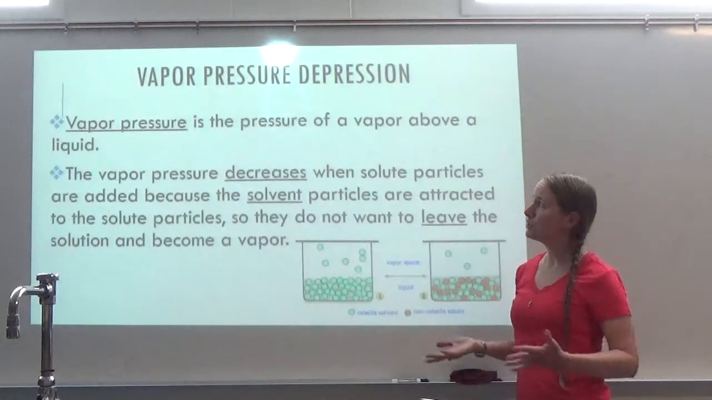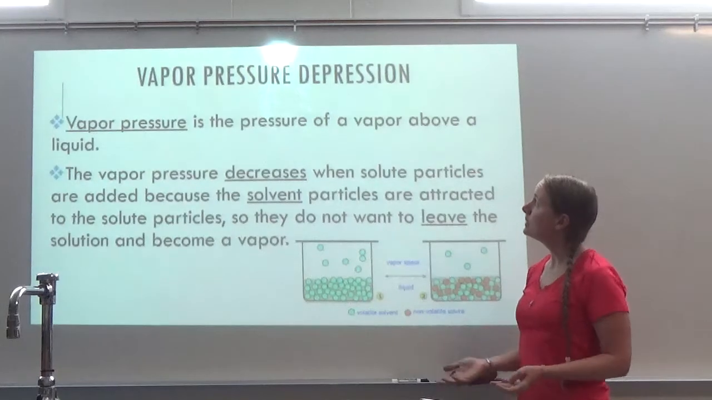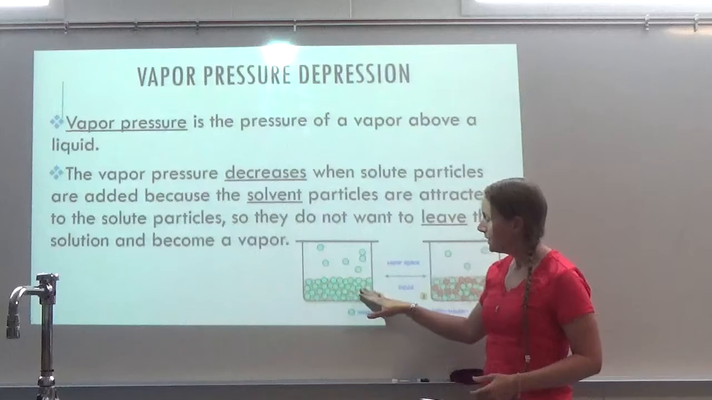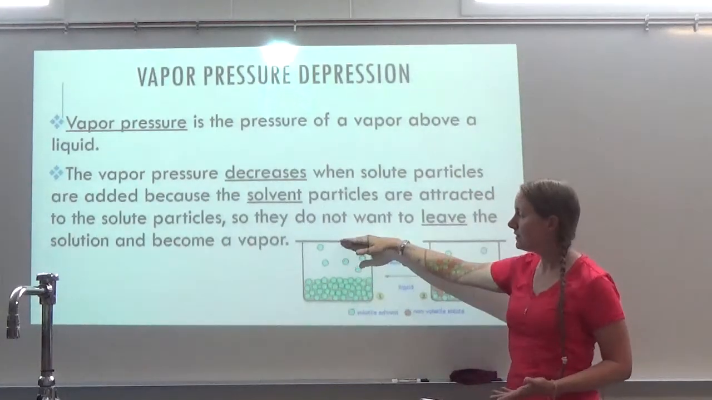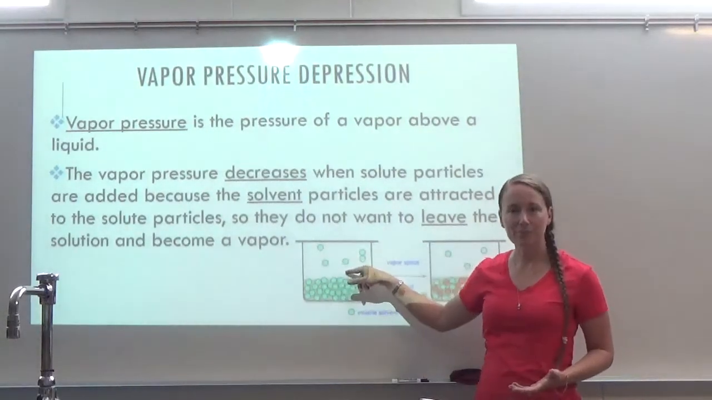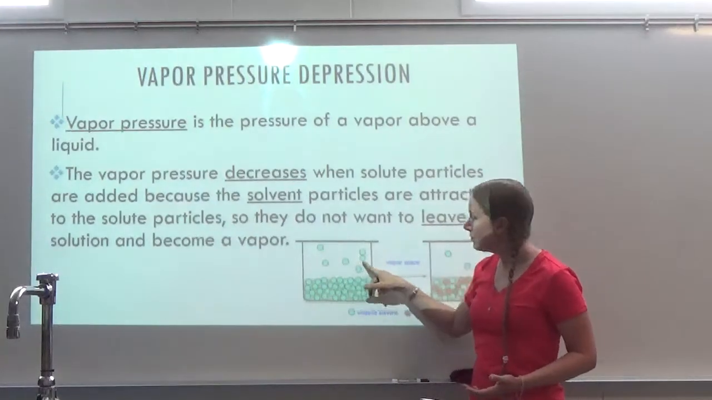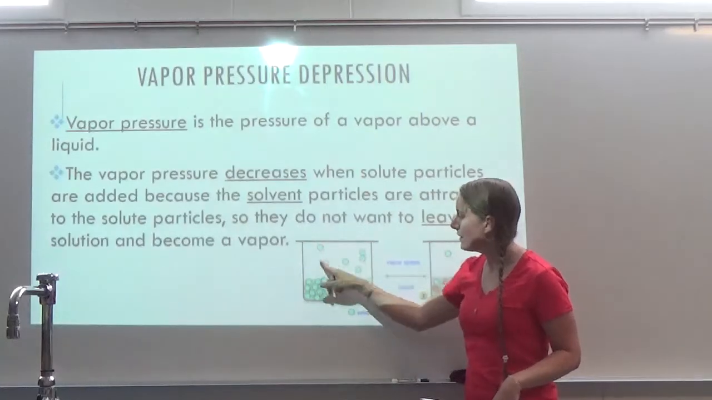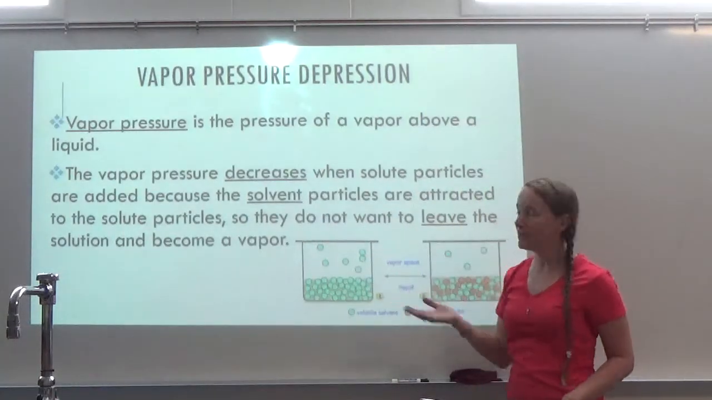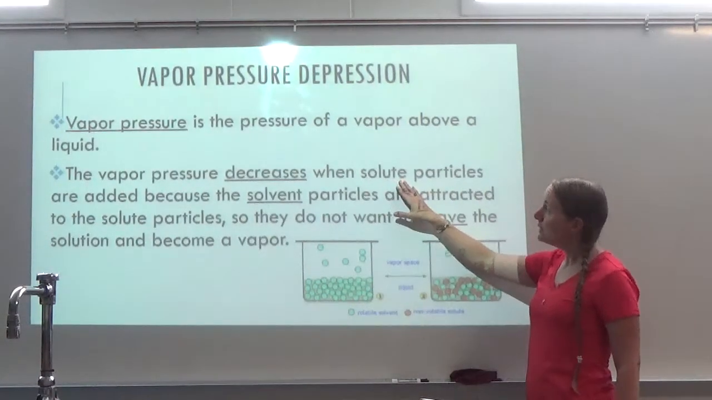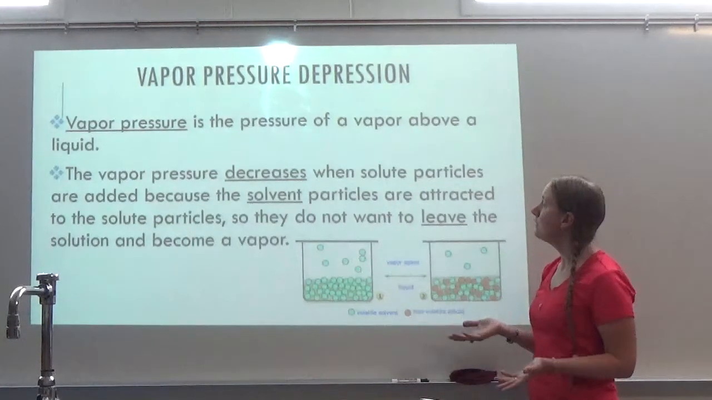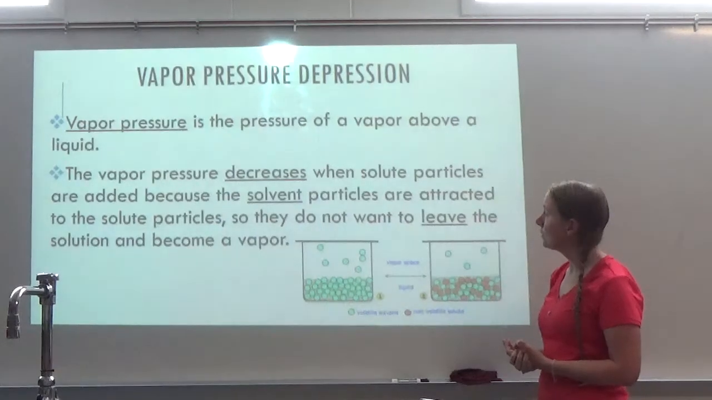So, vapor pressure depression. Vapor pressure is the pressure of a vapor above a liquid. Like if this is water, most of the water is going to be a liquid. Notice we have a lid on the container, but some of it will evaporate. Those evaporated particles are going to cause some sort of pressure. So the vapor pressure is what's caused by those particles of water that have evaporated. The vapor pressure decreases when solute particles are added to the solvent, because the solvent particles are attracted to the solute particles, so they do not want to leave the solution and become a vapor.